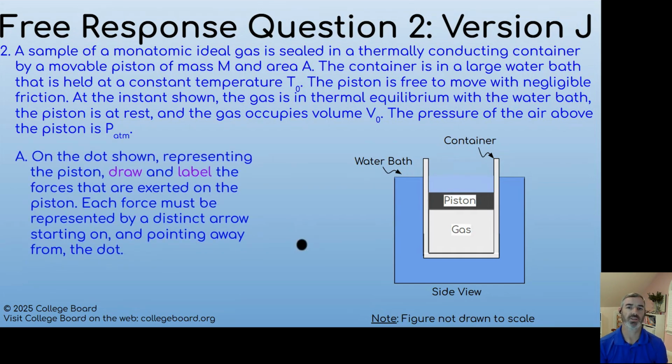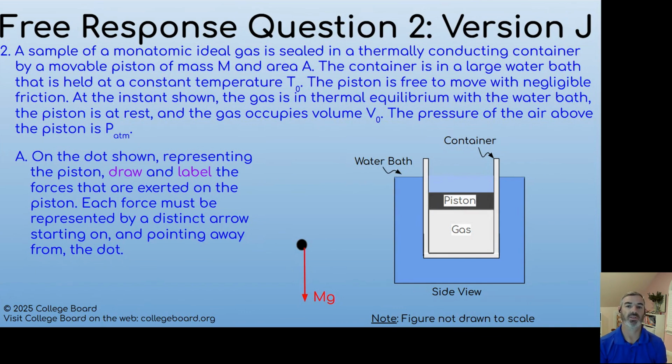The first question tells us to draw and label a free body diagram, so we can't just draw arrows. The part that says each force must be a distinct arrow starting on and pointing away from the dot means that if we have two forces pointing in the same direction, they both have to start on the dot and be drawn next to each other. So the piston obviously has a force of gravity, so we'll label that capital M, the symbol they gave us for the mass, times g.